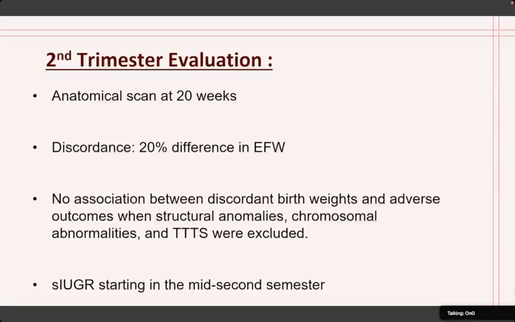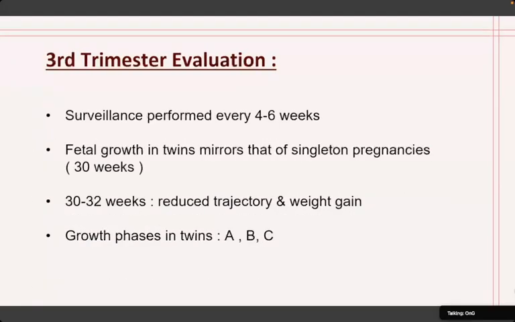We define discordance in growth as a 15 to 25% difference in estimated fetal weight. Multiple studies have failed to show any association between discordant birth weights and adverse outcomes, and these same results were seen even when separately analyzing dichorionic and monochorionic twin pairs. It is common to find a condition known as selective IUGR starting in the mid-second trimester. Surveillance can be done every 4 to 6 weeks in the absence of fetal growth restriction and pregnancy complications.